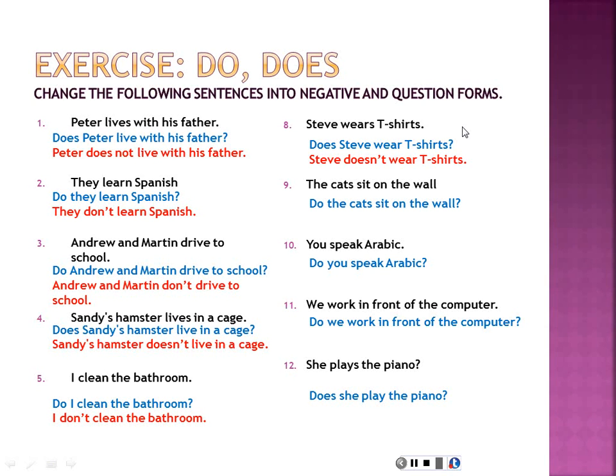Number 8, Steve does not wear t-shirts. Number 9, the cats do not sit on the wall. Number 10, do you speak Arabic? You don't speak Arabic, to make it negative. Number 11, we don't work in front of the computer.